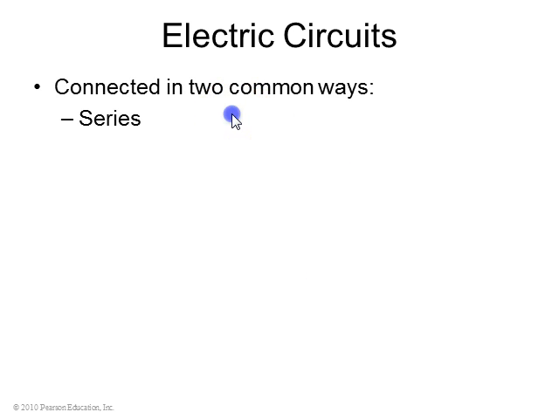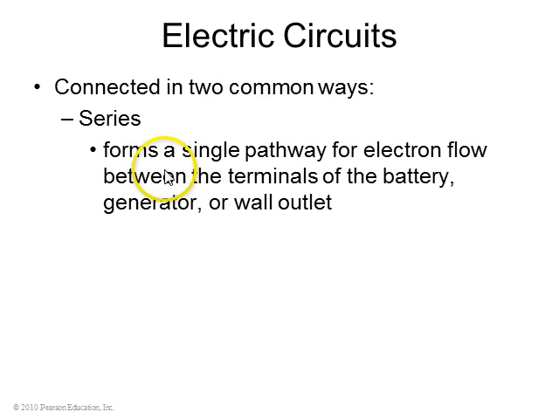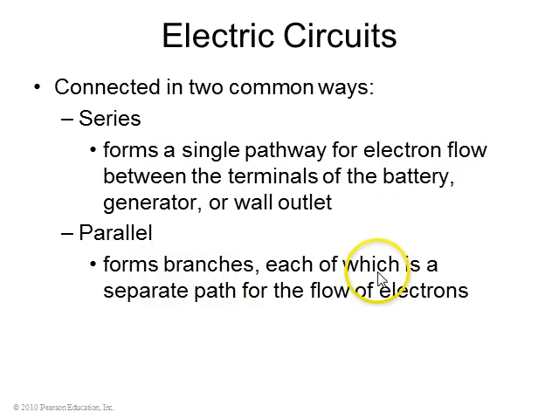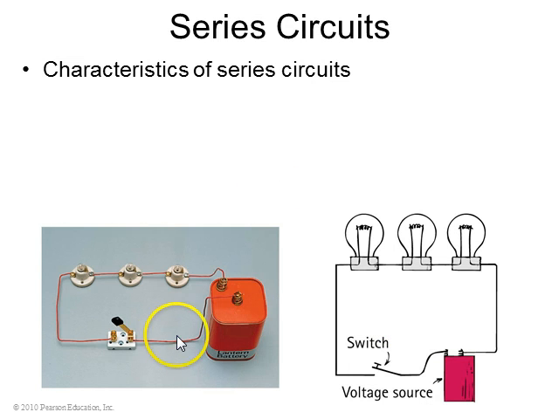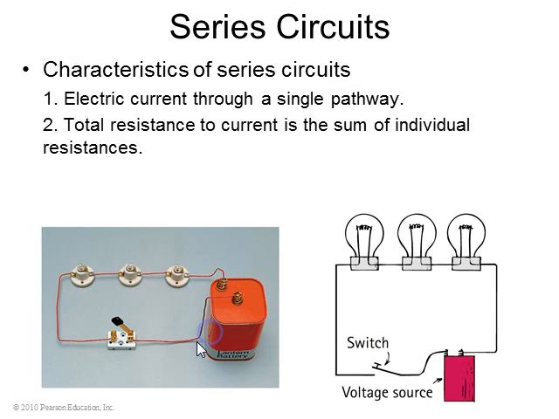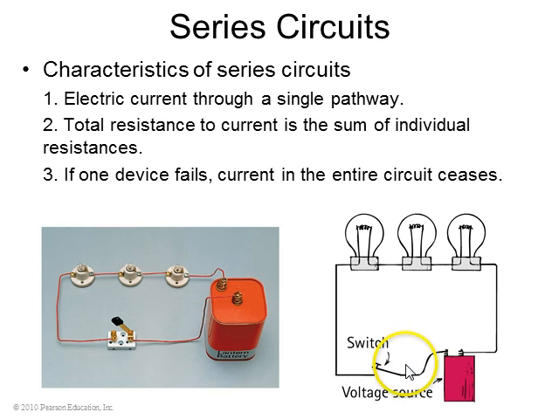Circuits can be connected in two main ways: series, in which there's a single pathway for the current, and parallel, in which there are branches, so the current can flow simultaneously through different paths. A series circuit has electric current going through one pathway, and the total resistance to current is the sum of these individual resistances. So here's the plus terminal of a battery, here's a switch, and all these three light bulbs are connected in series. And so if one of these bulbs breaks or a switch is open, then no current will flow.